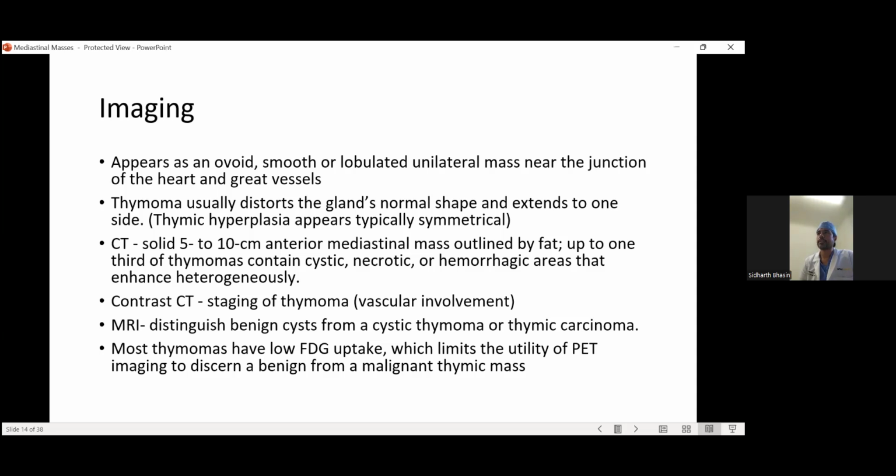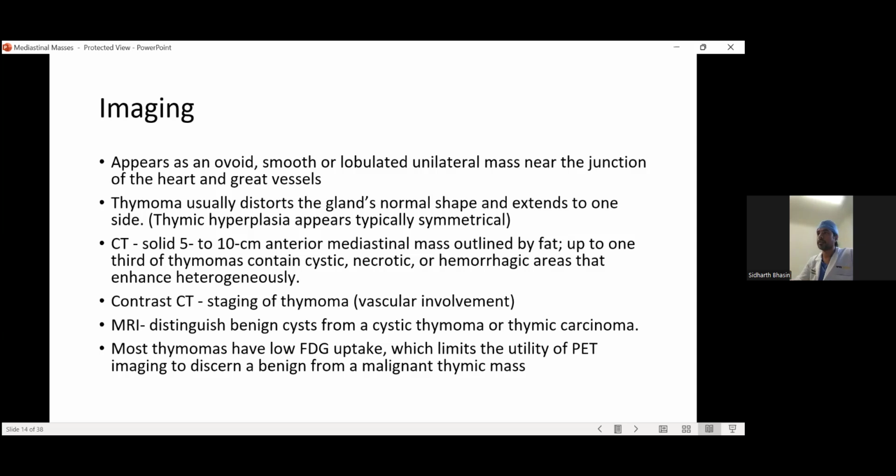On a CAT scan, it's a solid 5 to 10 centimeter anterior mediastinal mass, which is outlined by fat most of the time. About 1/3 can also have cystic, necrotic, or hemorrhagic areas, which can typically be seen with the help of Hounsfield units. A contrast-enhanced CAT scan is helpful in staging because it tells you about vascular involvement. And then the MRI can distinguish between a cystic thymoma and a thymic carcinoma. Most thymomas have low FDG uptake, so PETs are not very helpful.